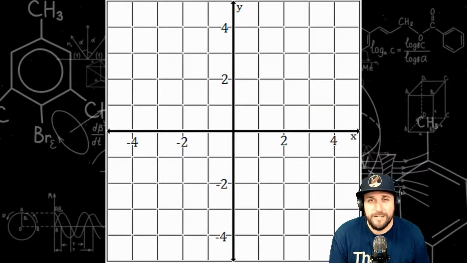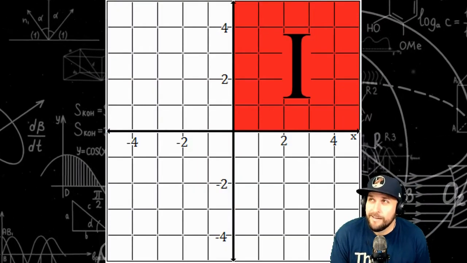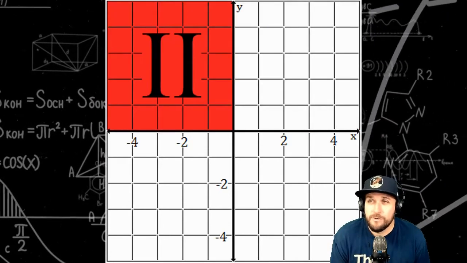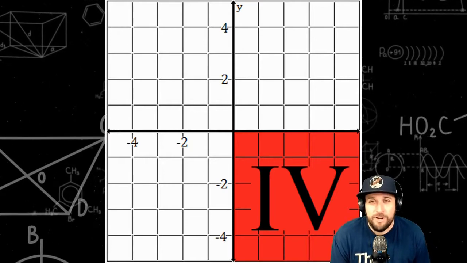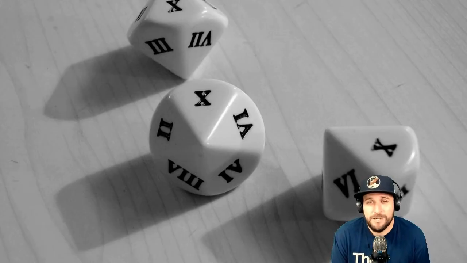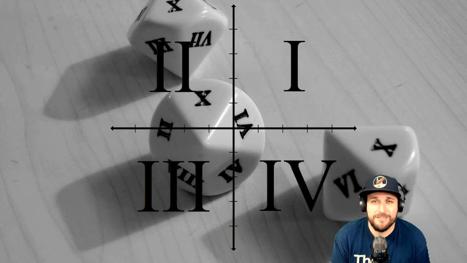So the coordinate plane is broken up into 4 quadrants. This is quadrant 1. And then they go counterclockwise. So this is quadrant 2, quadrant 3, and quadrant 4. When we're talking about the quadrants, we have to use Roman numerals. I don't know why, just because. So know your Roman numerals, or at least 1 through 4, when you're talking about our 4 quadrants of a coordinate plane.